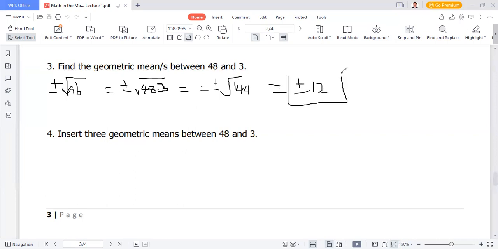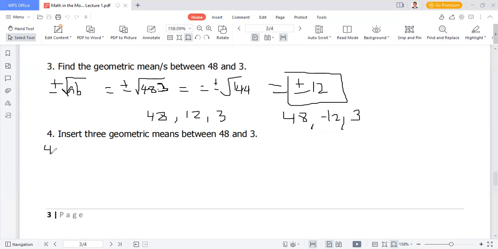Okay, so dalawa yung geometric means niya. Okay? So dalawa siya, 48, 12, 3. O kaya 48, negative 12, 3. Kasi dalawa naman yung possible. Pwedeng puro positive siya, pwedeng alternating. Meaning yung common ratio ay negative. Okay? Now, number 4. Insert 3 geometric means between 48 and 3.